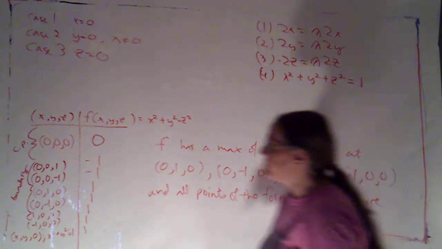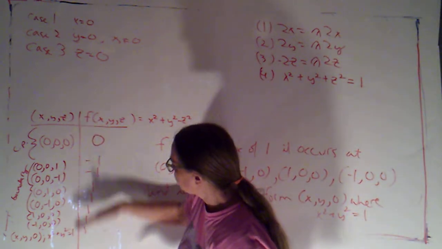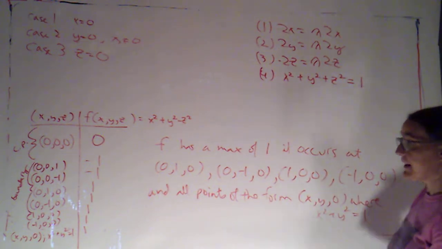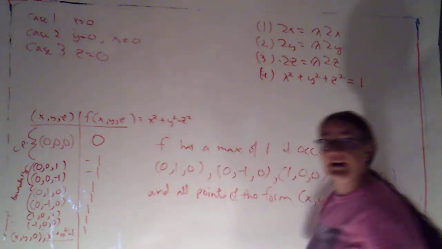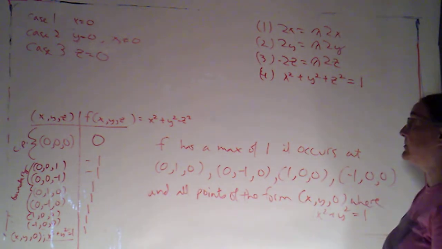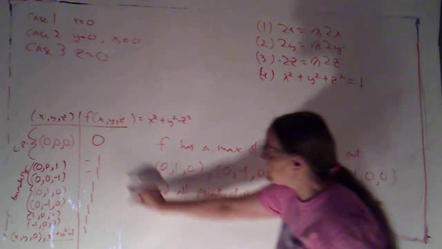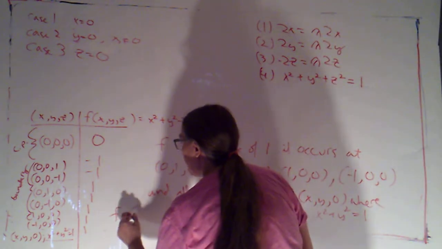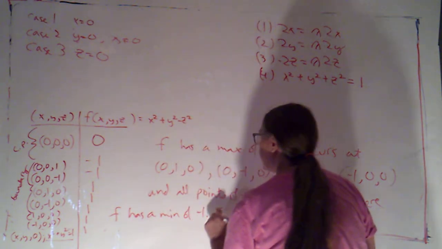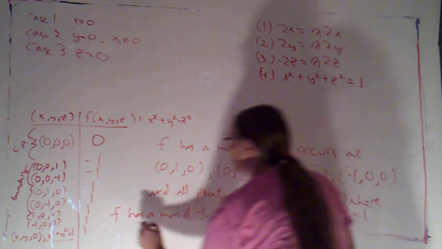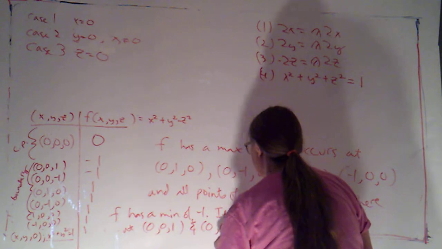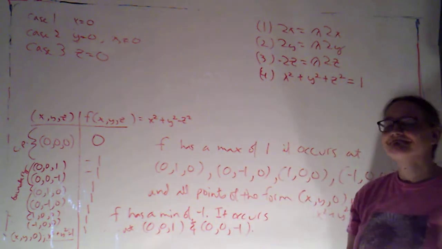If you preferred to just call these points A, B, C, D, etc., that would be fine as well. But this criteria that x squared plus y squared has to equal 1 is a necessary part of describing those points that we got from case 3. And then I can see the lowest value on here is my -1, so f has a min of -1, and it occurs at just 2 places, at 0, 0, 1 and 0, 0, -1. Good stuff.